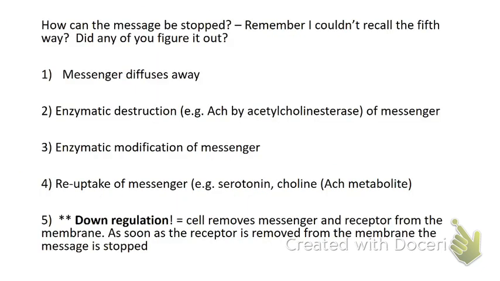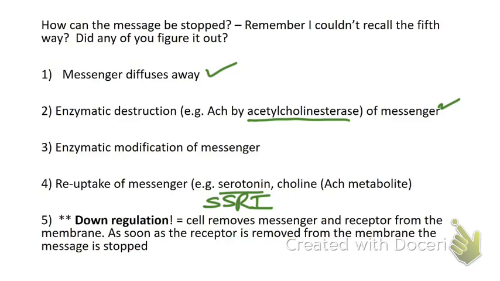So remember, quick review from last class. We showed that the messenger can simply diffuse away, and we'll see some examples of that today. We saw that we can have enzymatic destruction, and we'll look at that again. We've seen how acetylcholinesterase, for example, can destroy acetylcholine at the neuromuscular junction. Enzymatic modification of the messenger: we haven't seen an example of that yet, but probably we will. Reuptake of the messenger: that one we saw, and we used the example of the serotonin reuptake inhibitors and how those are able to block the reuptake of a messenger.